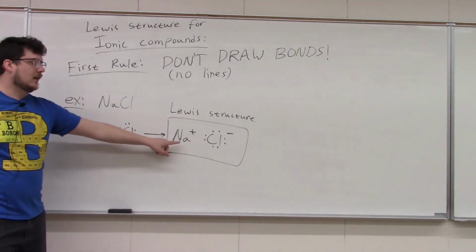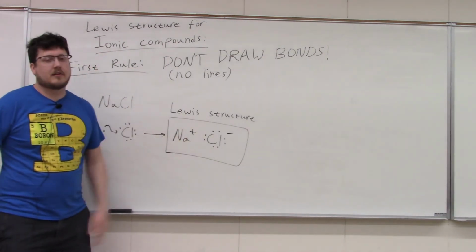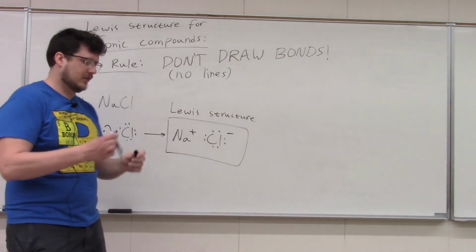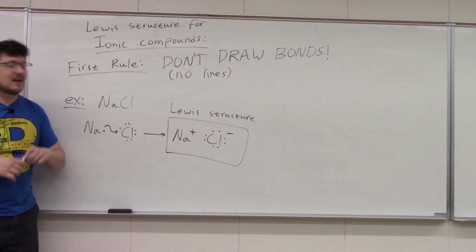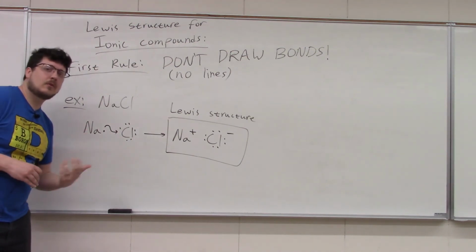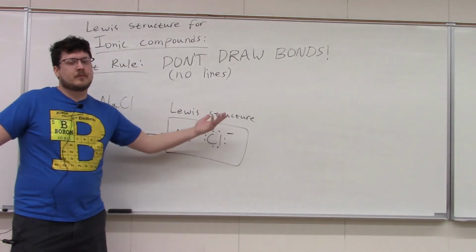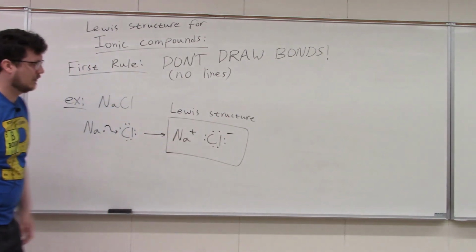So don't draw a line. Sodium is not sharing that electron with chlorine. Chlorine is not sharing one of its electrons with sodium. Sodium doesn't have that kind of pull, it doesn't have enough electronegativity to do that. It just gets its electron taken. And what holds them together? Opposites attract. That's what happens.